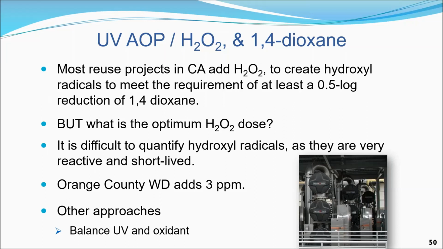Now, most reuse projects in California add peroxide to create hydroxyl radicals to meet the requirement of at least a half log reduction of 1,4-dioxane in the regulation. Now, it's difficult to quantify hydroxyl radicals because they're very reactive and short-lived. So basically, you're just relying on high energy and adding a certain amount of peroxide. And Orange County just stays steady at 3 parts per million peroxide added.